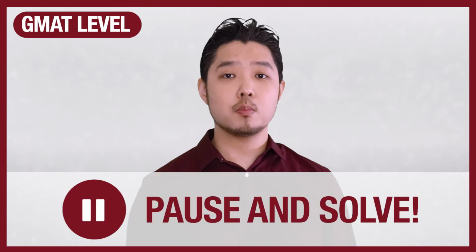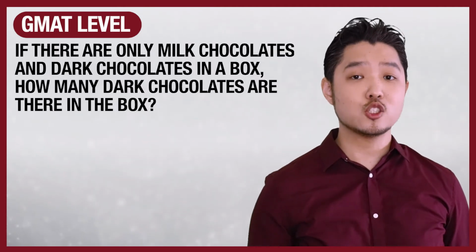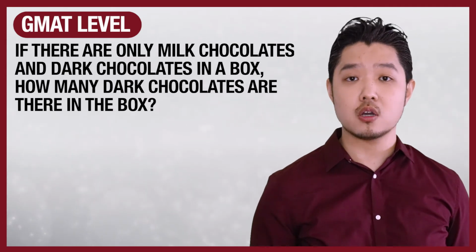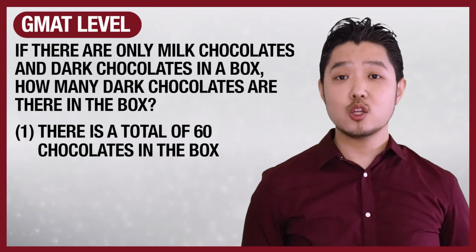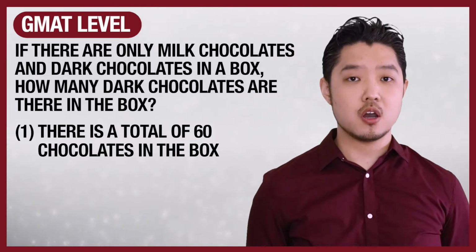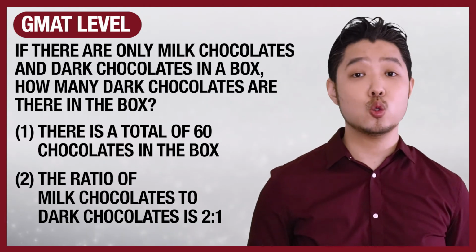Let us solve a data sufficiency question and see if you got the concept solid. After reading the question, pause the video for a moment and solve for yourself. If there are only milk chocolates and dark chocolates in a box, how many dark chocolates are there in the box? 1. There is a total of 60 chocolates in the box. 2. The ratio of milk chocolate to dark chocolate is 2 to 1.